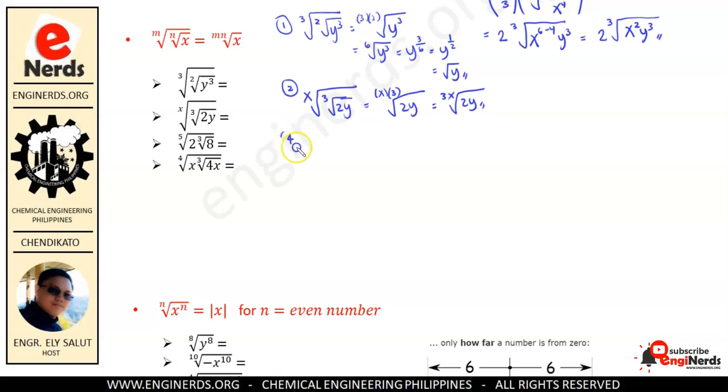Number 4, we have here the 5th root of 2 times the cube root of 8. Okay, now, in our formula here, we do not have any coefficient here, no? So, you cannot do this kapag meron kang coefficient dito. So, paano gagawin natin, guys?